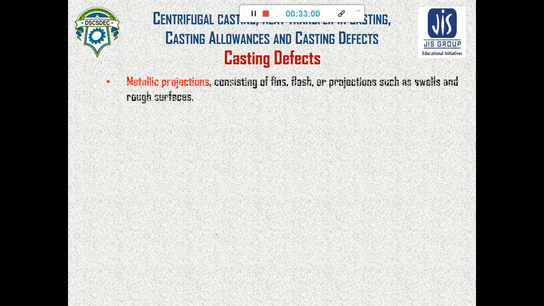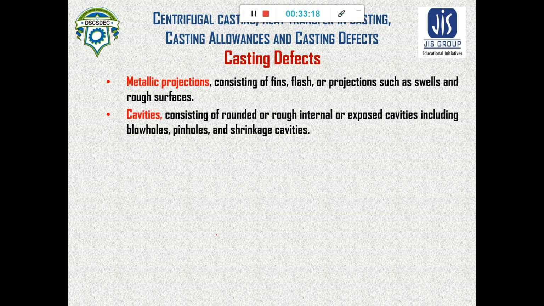Now we will see about the defects. There are various types of defects. The first one is metallic projection. What are the metallic projections? Fins, flash or projections such as swells and rough surfaces are the metallic projection category of the casting defects. Secondly, there are cavities. Cavities mean rounded or rough internal or exposed cavities, which include blowhole, pinhole, and sinkage cavities.